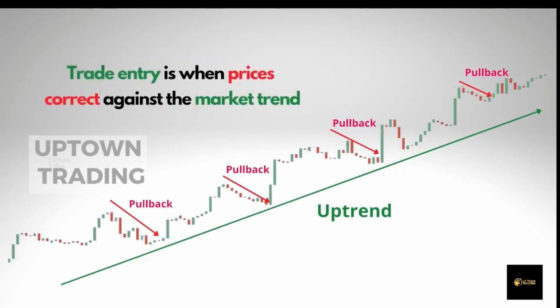As a pullback trader, you are trying to take a trade in the direction of the trend, but you look to enter when the market is sort of going against the trend on the retracement or the corrective move. But you are still trading in the direction of the trend.